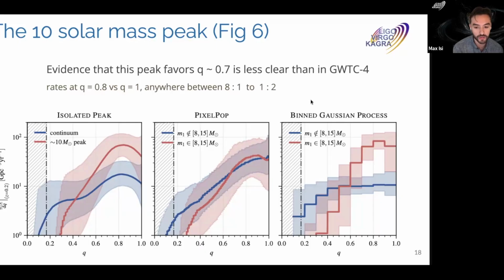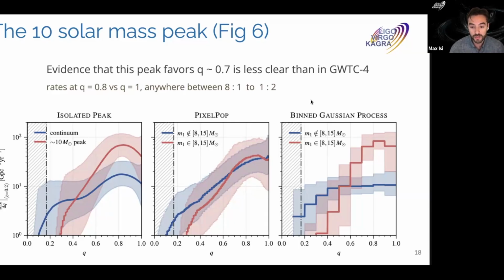We see something similar with more generic weakly modeled approaches like PixelPop that you see in the center and the Bin Gaussian process that you see on the rightmost panel. Both of these approaches take a very flexible approach to this and use Gaussian processes of some kind to model the space of primary mass and mass ratio for PixelPop, and then primary mass, mass ratio and chi-effective for the Bin Gaussian process.